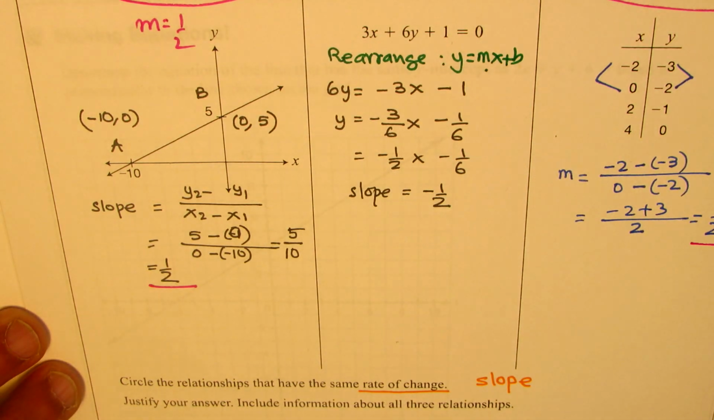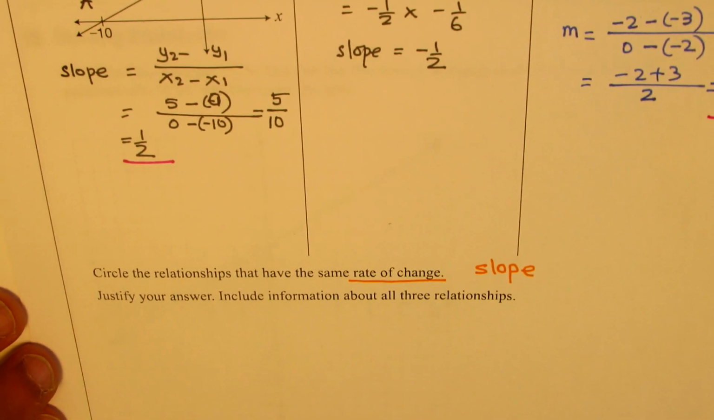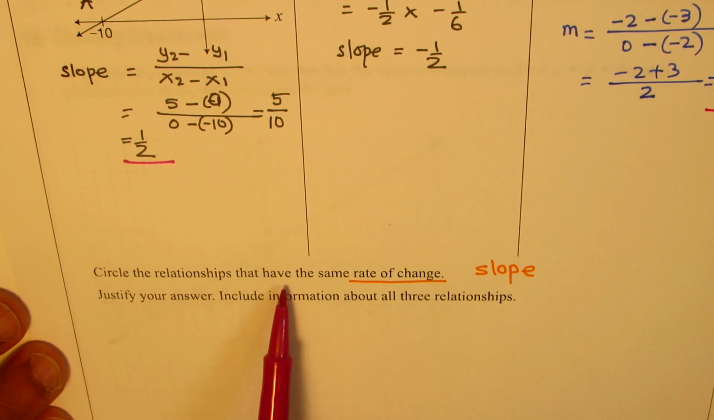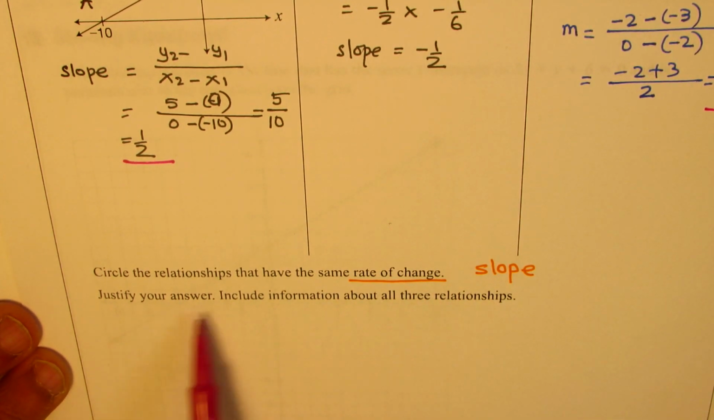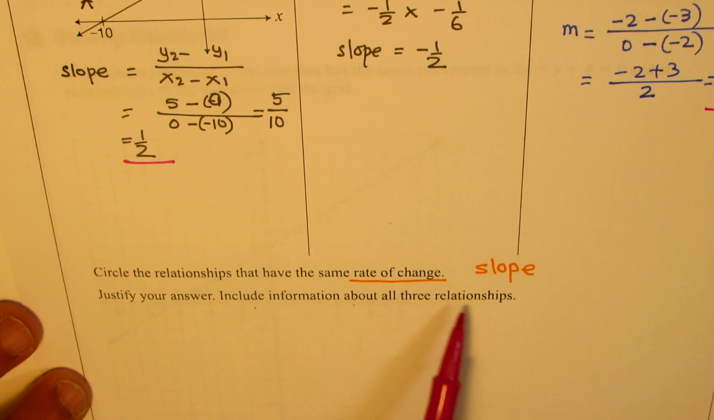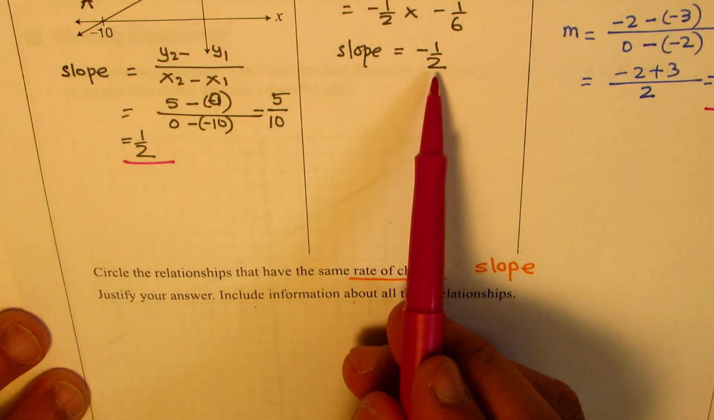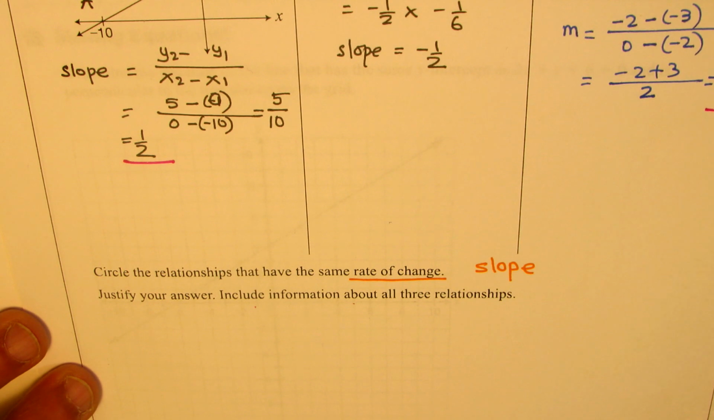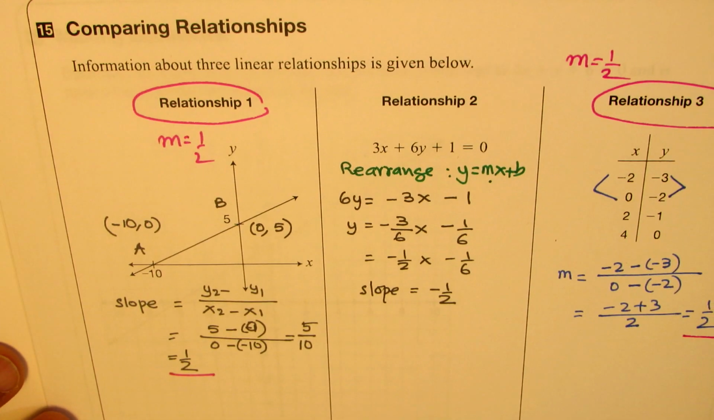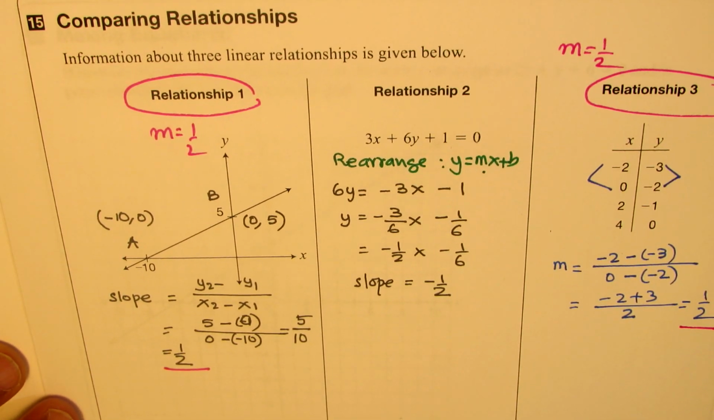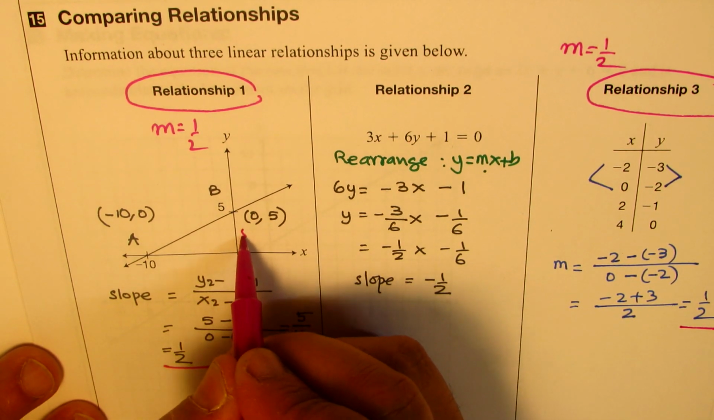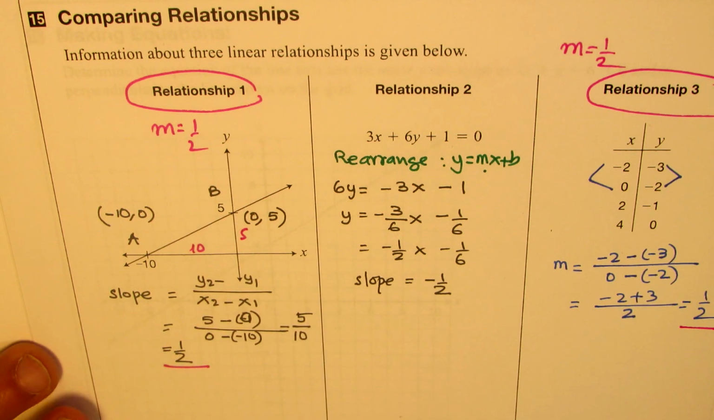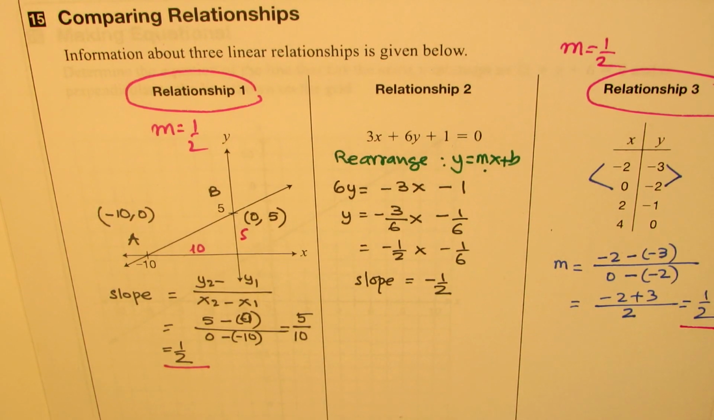Is that clear to you, right? So we need to circle the relationships that have the same rate of change, which is the slope, and justify your answer. Include information about all three relationships. So this one is not the same since it is negative half, but the other two have the slope of positive half, and they are exactly the same. Perfect. So this rise over run is like 5 over 10, which gives you positive half. So I hope that makes sense. Let's take the next question now.